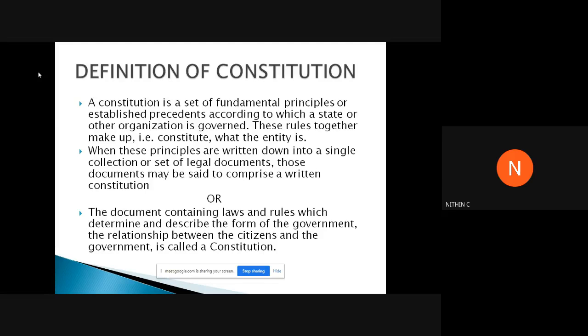This definition is actually with respect to any organization. I am saying this in connection with any organization, not in the sense of the Constitution of India. General definition for constitution. The Constitution of India is also the same. The constitution of a country will be having a set of rules and laws which determine and describe the form of government. The relationship between the citizens and the government is called a constitution.